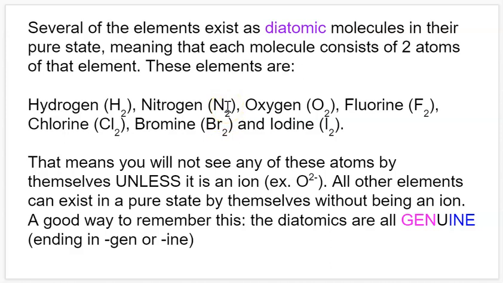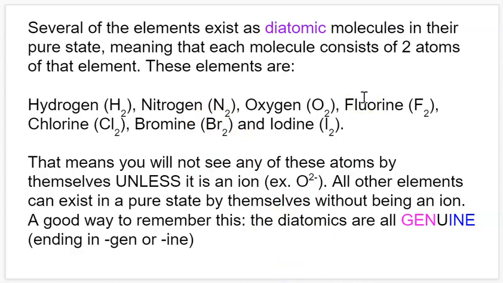This means that you'll never see any of these atoms by themselves. You'll never see just a single hydrogen atom on its own or a single nitrogen atom on its own unless it is an ion. So you can't have neutral hydrogen or neutral nitrogen on their own, but you can have hydrogen ion, which would be H+, and nitrogen ion, which would be N3-, or the example I gave here, oxygen 2-. All of the other elements in the periodic table can exist as pure states by themselves. So you can have basically everything else on its own as a single atom that is not an ion.